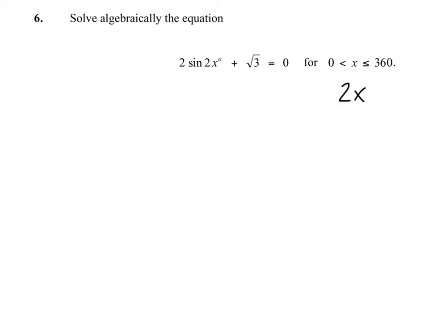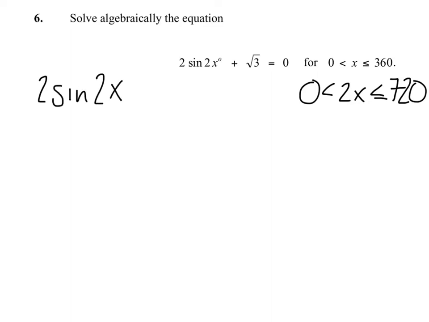So instead of x, it should be 2x in there, which means we have to multiply each of the values by 2. 2 times 0 is still 0. 2 times 360 is 720 degrees. So that's our interval for our answers for 2x. So I'll write down the equation that we're working with. It's 2 sine 2x plus root 3 equals 0.